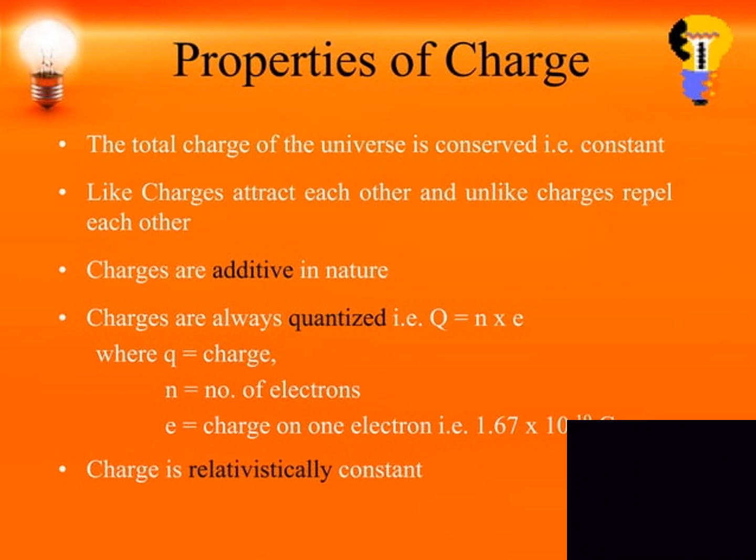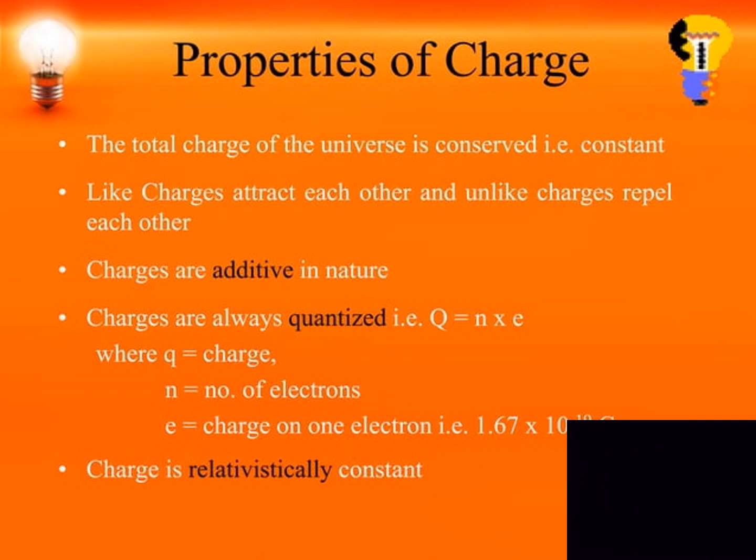Like charges repel each other and unlike charges attract each other. We already know this. For example, even with a magnet, like poles repel and unlike poles attract. Charges are additive in nature. Additive in nature means that if you bring a negative charge near a positive charge, they get attracted, and when a positive and a positive charge get nearer, they are repelled.